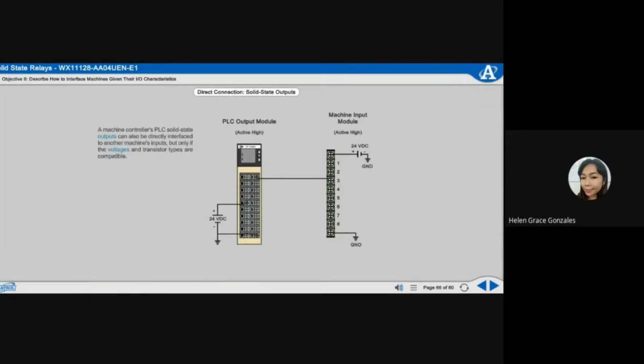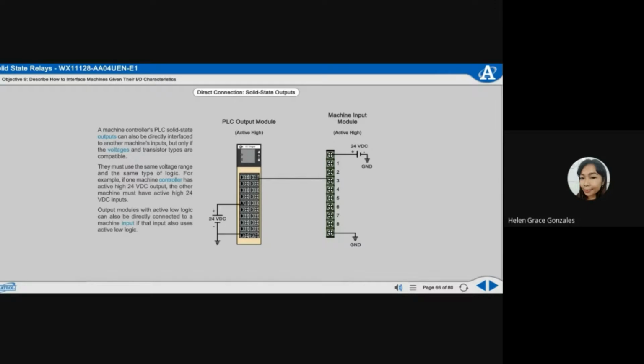A machine controller's PLC solid-state outputs can also be directly interfaced to another machine's inputs, but only if the voltages and transistor types are compatible. They must use the same voltage range and the same type of logic. For example, if one machine controller has active high 24 volts DC output, the other machine must have active high 24 volts DC inputs. Output modules with active low logic can also be directly connected to a machine input if that input also uses active low logic.